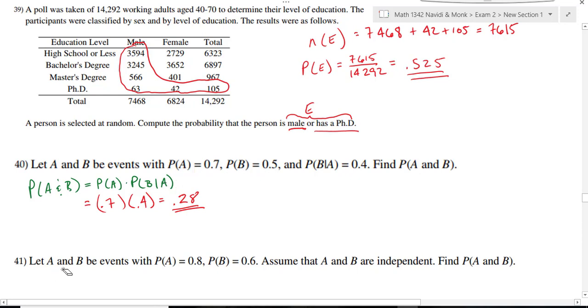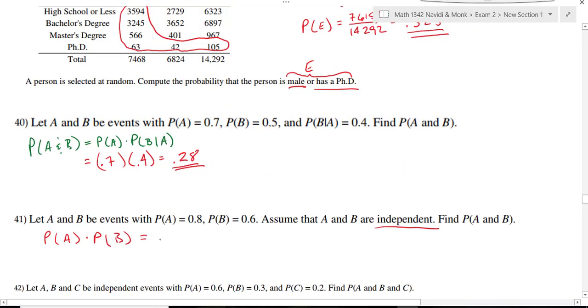On 41, let A and B be events with the probability of A is 0.8, probability of B is 0.6. Assume that A and B are independent. Now, when A and B are independent, the probability of A and B is just going to be the probability of A times the probability of B. The reason we use this formula is because these two events are independent. We use the one in green up here if they're not independent. So this is going to be 0.8 times 0.6, and 0.8 times 0.6 is 0.48.